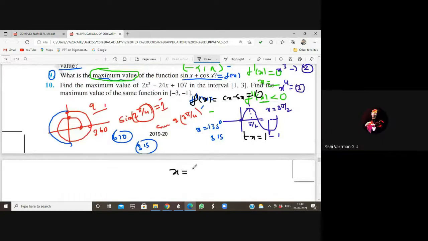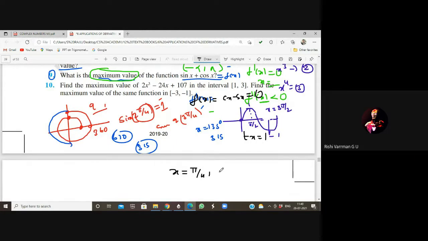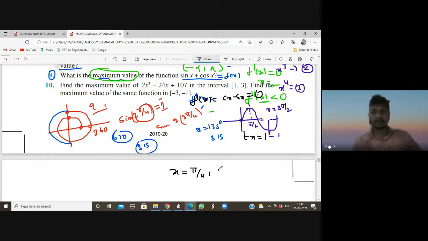x is equal to pi by 4 and 5 pi by 4. 7 pi by 4 is in the fourth quadrant, where tan is negative. Tan 45, tan 225, third quadrant. 225 means 5 into pi by 4. Then again first quadrant, 9 pi by 4. Adding 4 each time: 1, 5, 9, 13 pi by 4, 17 pi by 4, and so on.